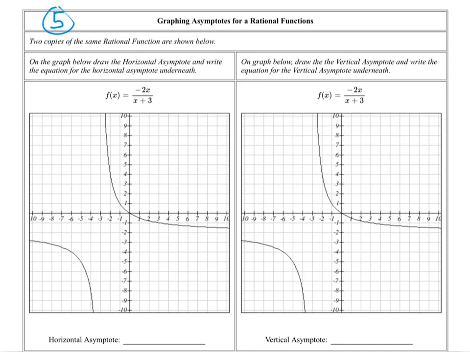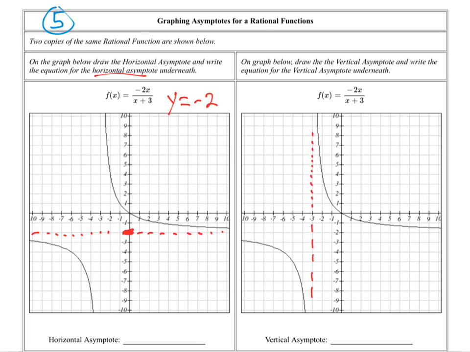Question number 5. Same thing, they're giving me this graph, and they want me to find the horizontal asymptote. Well, can you tell just by looking at the graph? It's right here. It hits right there on the y-axis at -2, doesn't it? And over here, the vertical.